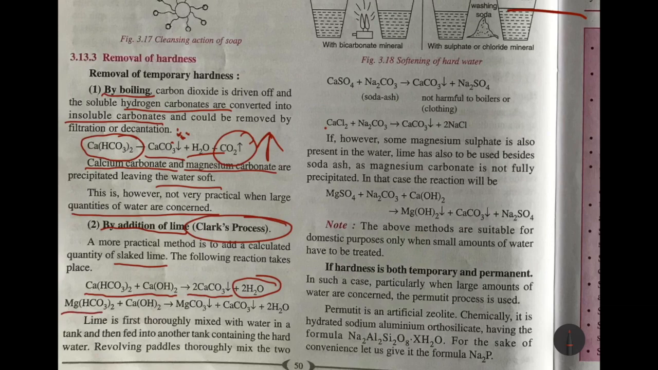Similarly, magnesium bicarbonate, which causes hardness in water, when calcium hydroxide or slaked lime is added to it, magnesium carbonate and calcium carbonate will precipitate out, leaving behind soft water.